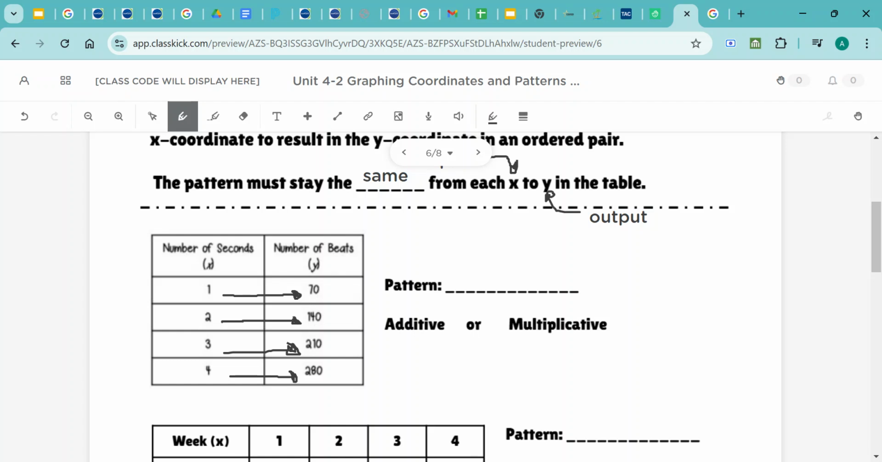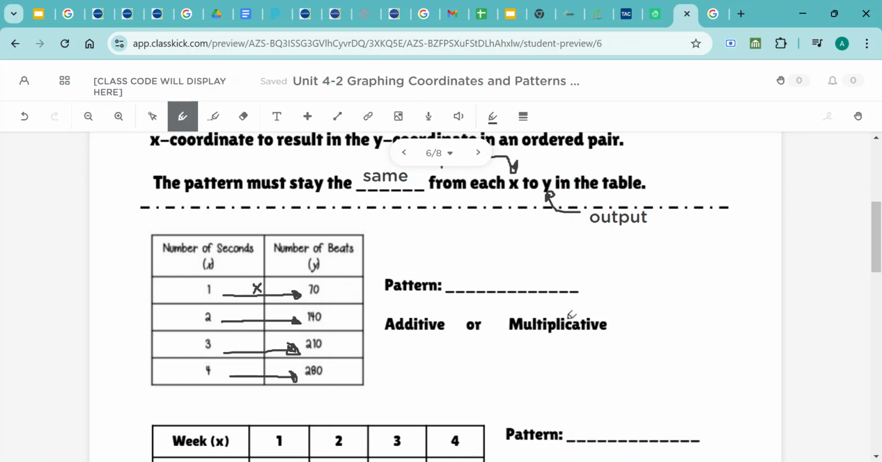Well, 2 plus 69 is not 140, so that rule must not work if you're following along. My rule has to work every time. Every input and output has to follow the same rule every time. So are you able to find the rule? What are we doing with 1 to get 70 and 2 to get 140 and so on?